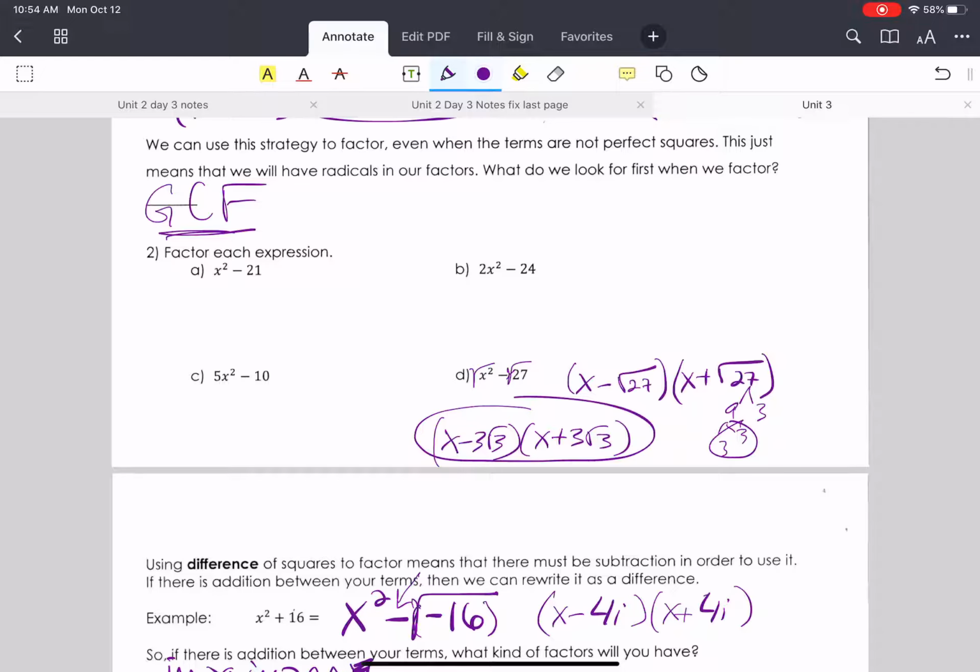Notice how the parentheses are still the same, right? Just one positive, one negative, but when I square rooted, because they were not a perfect square, I had to do a factor tree. Okay?